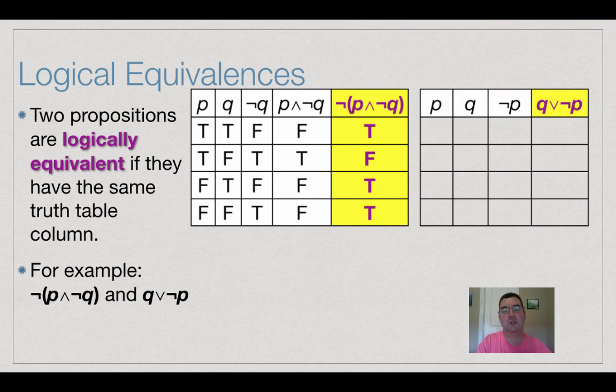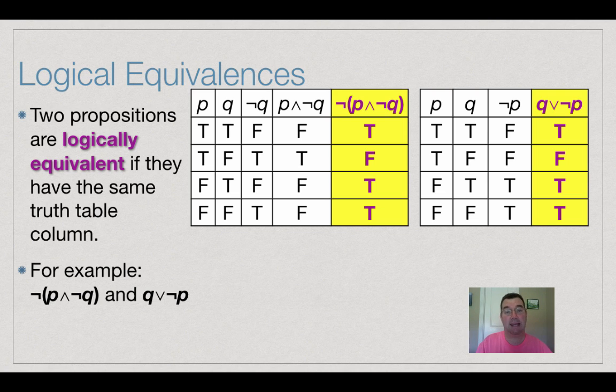So I've filled out the first one, and now I'm filling out the second one in exactly the same way. Looking at all the possibilities of P and Q. And what you're noticing is in that yellow column at the very end, those are the two things that I'm comparing. And I'm getting exactly the same truth values in both of those columns. That means that those two statements are logically equivalent. They can be substituted for each other.